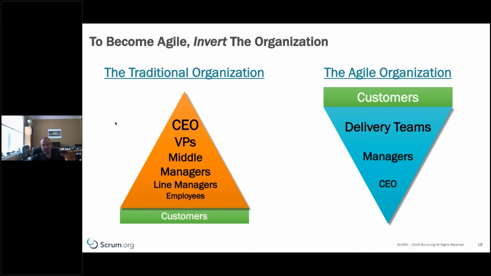And we need to change that. We need to start to look at the customers first, and how do we deliver what those customers need. So really kind of turning often older thinking on its head.